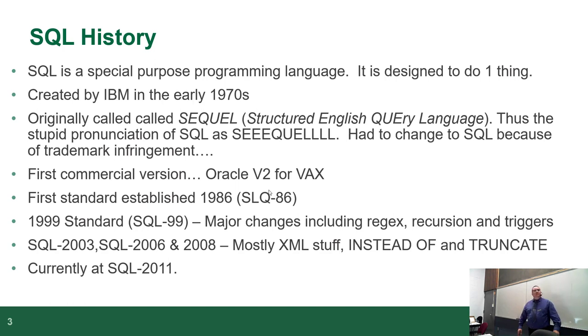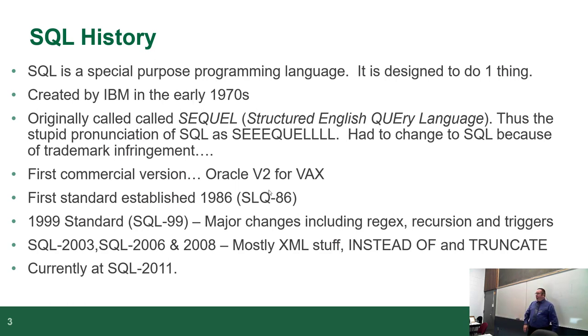In 1999, that's when the major changes happened that most modern database servers follow. There's a standard called SQL 99, and it includes advanced functionality, including formalized ways of doing joins between tables, and how to do recursion, and how to do triggers and stored procedures. That kind of stuff was formally standardized in 99. Standards came out in 2003, 2006, and 2008, mostly for XML stuff, and they finally formalized the truncate command, which I'll be talking about at some point.